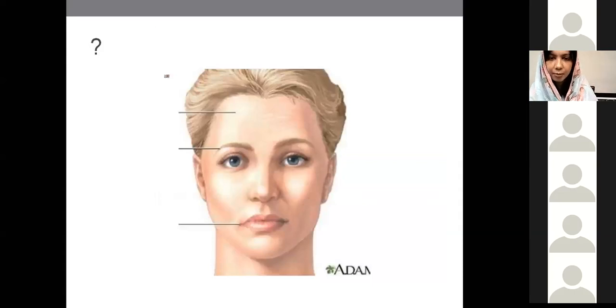Now, this is the diagrammatic representation of facial palsy. This is a lower motor neuron facial palsy, right? It involves the full half of the face. You can appreciate the loss of the wrinkles. The eye closure is impaired and the angle of the mouth is also depressed here.